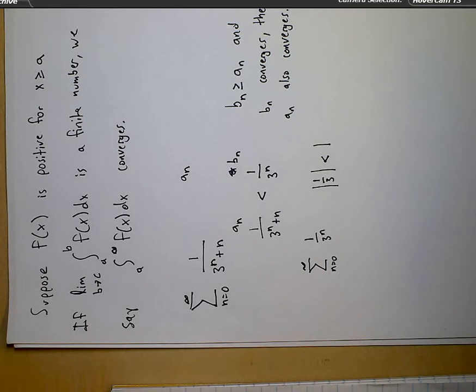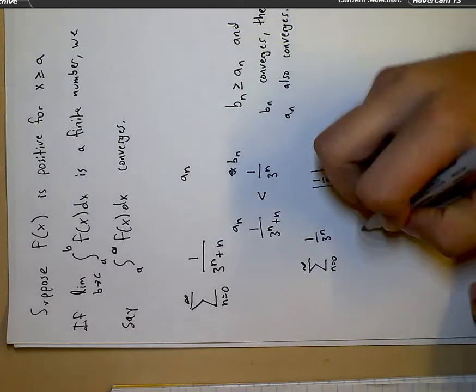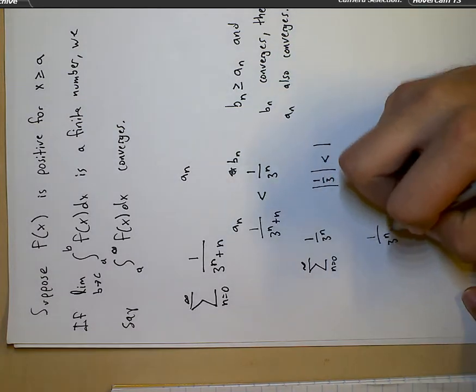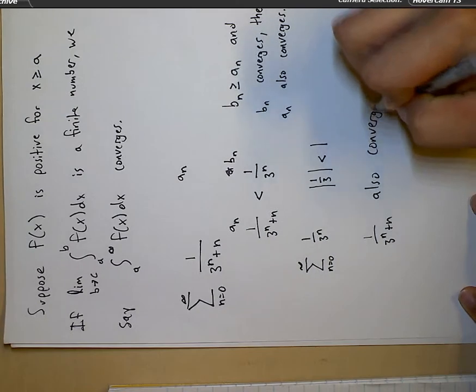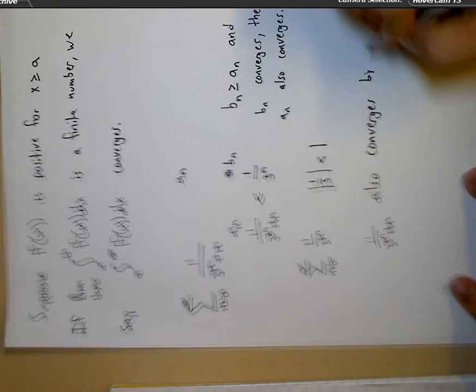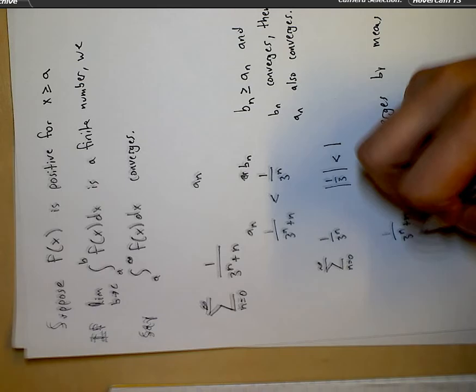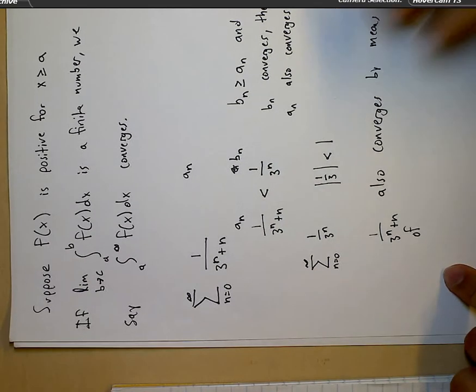So, since 1 over 3 to the n, or b sub n, dominates and is greater than 1 over 3 to the n plus n on the interval 0 to infinity, and we know that 1 over 3 to the n converges, that means that 1 over 3 to the n plus n also converges by means of the comparison test.